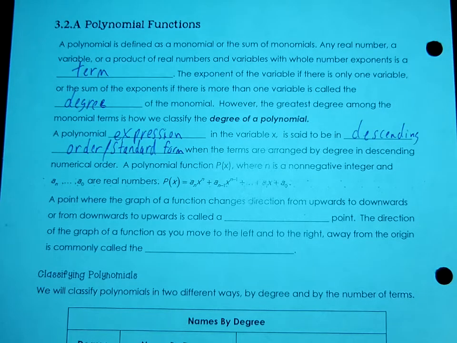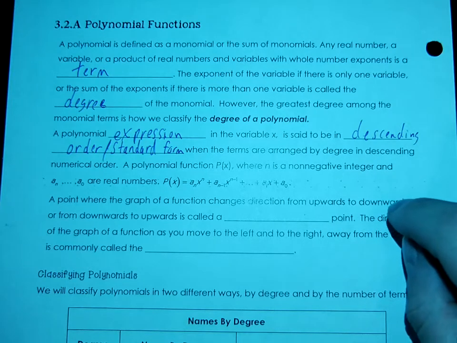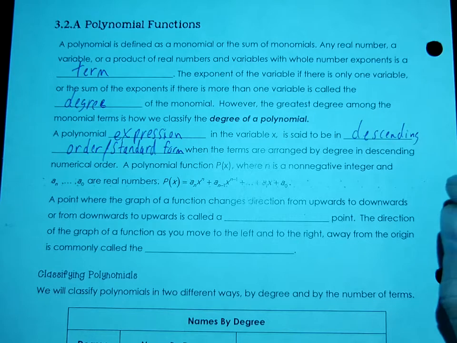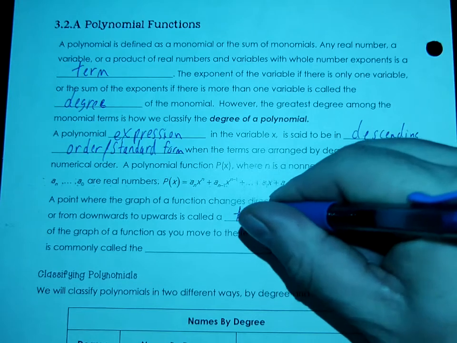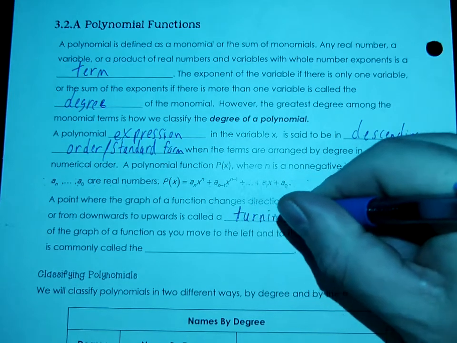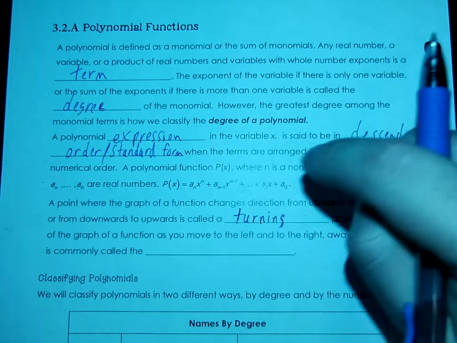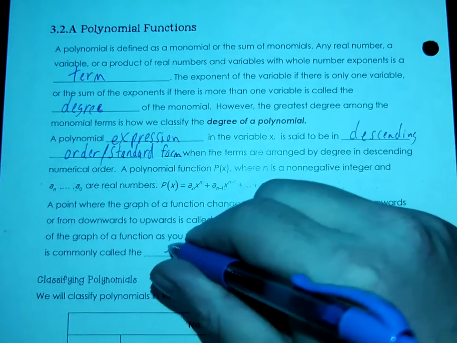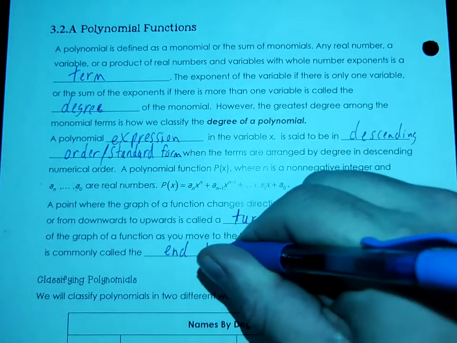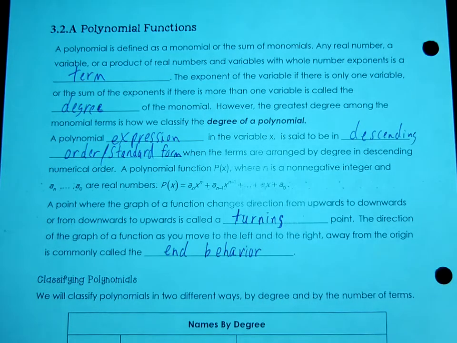Alright, so when a function changes direction from upwards to downwards, it's called a turning point. So in other words, the function turns a corner. That's what we called it here in the notes. The direction of the graph of the function as you move to the left and to the right away from the origin is often called the end behavior. This is the last keyword here. So these are the words we're going to use here today in the notes.